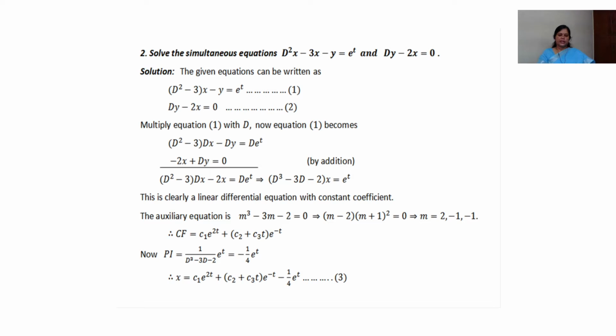In the previous problem, both the right side values are 0. That's why we are taking 0 directly. But here we have right side value D into e to the power t. That means we have to differentiate e to the power t with respect to t. So capital D is d by dt, we know. So we have to differentiate and take that value. Differentiation of e to the power t with respect to t is e to the power t only. So after simplification, we are getting (D cube minus 3D minus 2) x is equal to e to the power t.